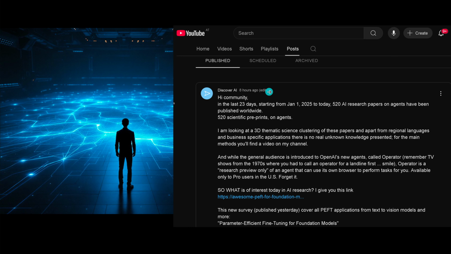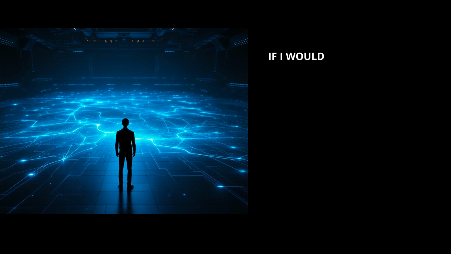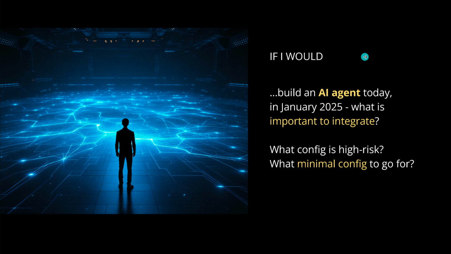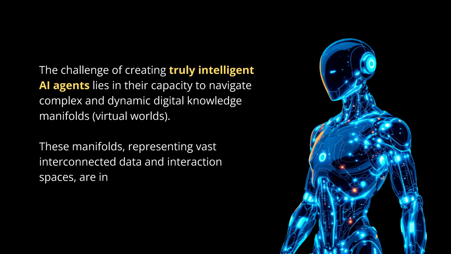So, 8 hours ago, I published here that in the last 23 days, we had 520 scientific preprints only on AI agents. So this means at the end of January 25, we will have in 1 month more than 700 scientific publications on agents. And you can now ask, hey, what if I would like to build an AI agent today? What is important to integrate? What configuration is high risk? Or what minimal configuration should I go for? What do I have to integrate? Let's have a look at this.